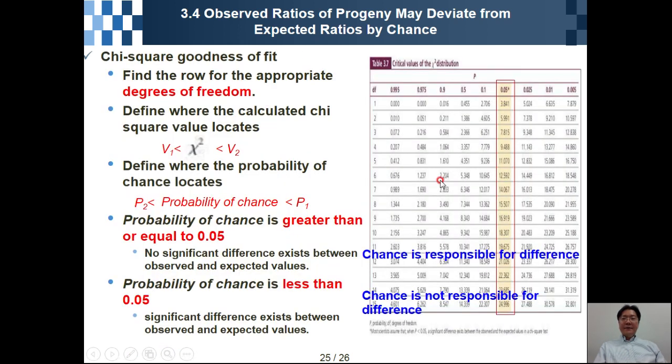Once again, first we have to find the row for the degree of freedom. After that, calculate the chi-square goodness of fit based on the observed value and expected value. After that, we can define where the chance is located. If the probability of chance is greater than 0.05, it means that there is no significant difference. But if the chance is less than 0.05, it means that there is a significant difference between the observed and expected value.